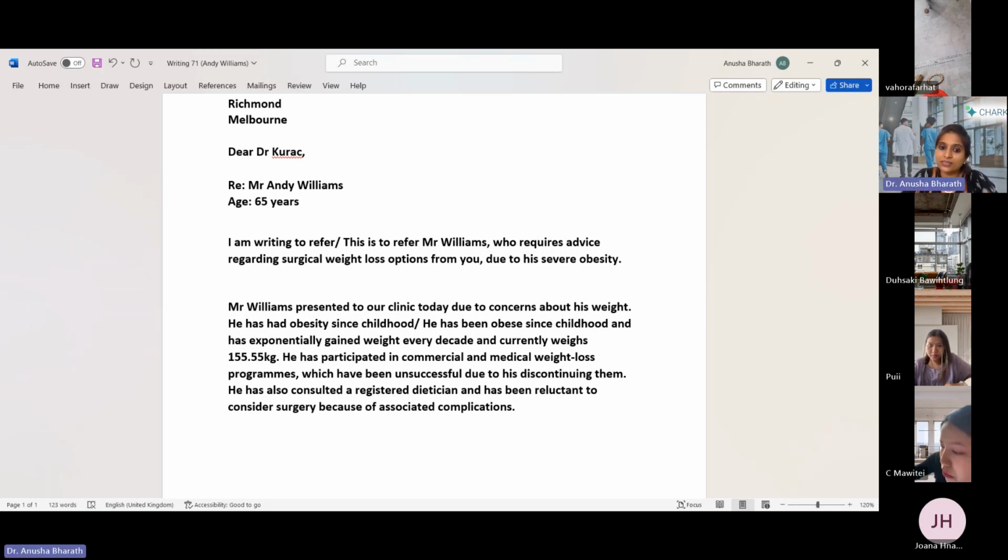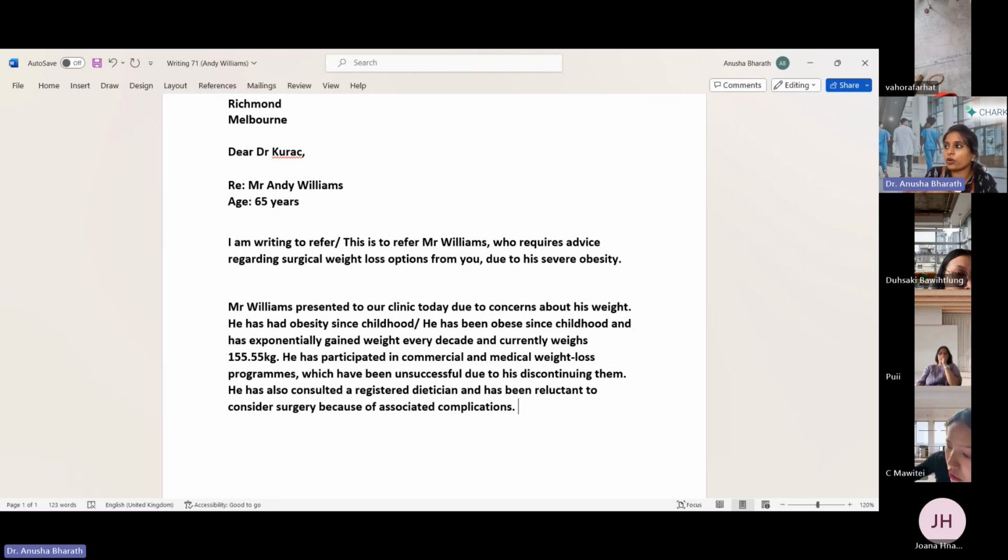Now, this is what has happened. Because you haven't managed the patient in the hospital, in a ward or anything, for you to talk about how he is now, we have to give just the recent past. That is, he has consulted dietitians, he has been to these programs, and he has also thought of surgery, but let go of that thought because of the complications that come with it. Okay, that is what we are saying.